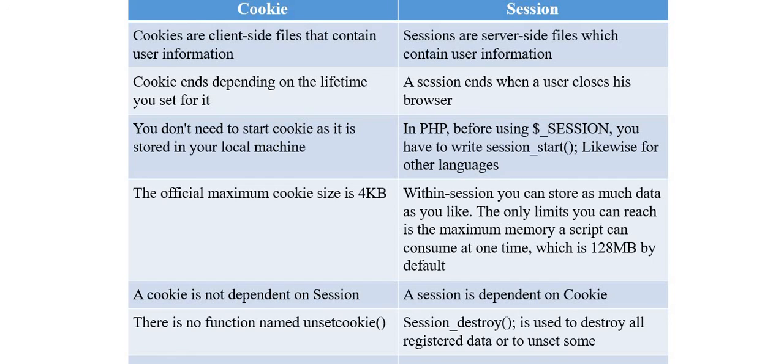You don't need to start a cookie as it is stored on your local machine. In PHP, before using $_SESSION, you have to write session_start. The official maximum cookie size is 4 KB, while within a session, you can store as much data as you like. The only limit you can reach is the maximum memory a script can consume at one time, which is 128 MB. A cookie is not dependent on session, while a session is dependent on cookie.